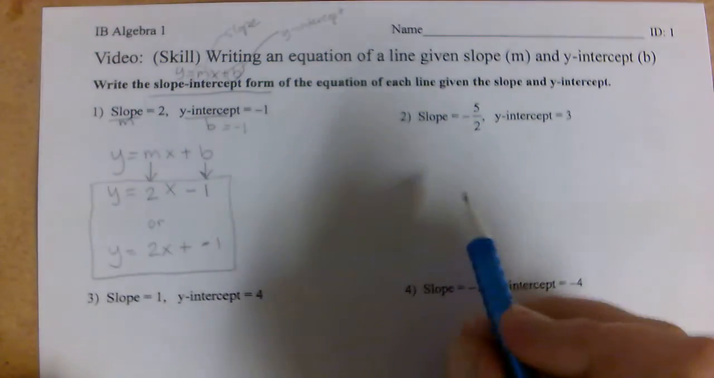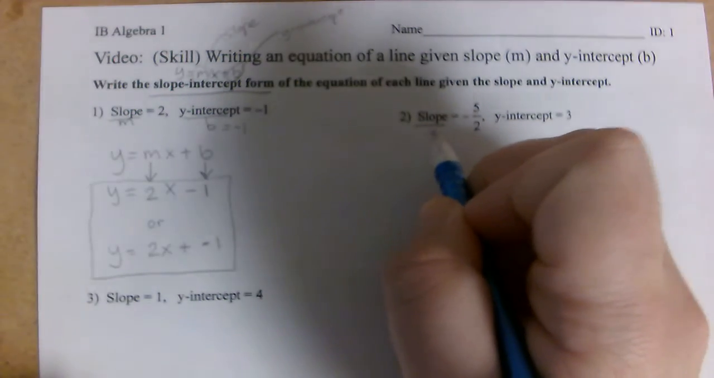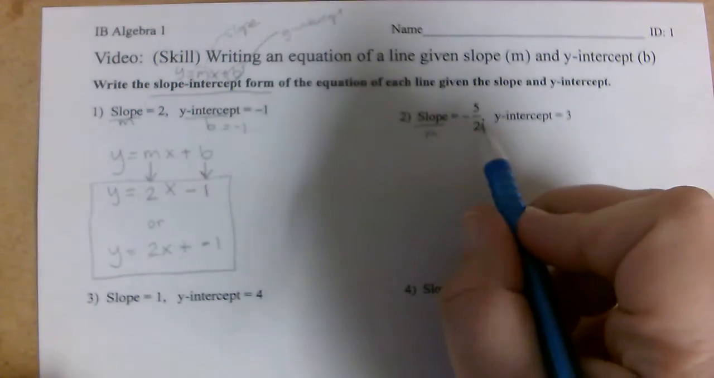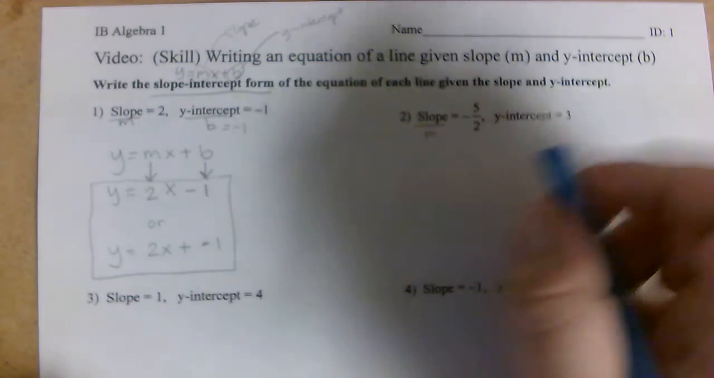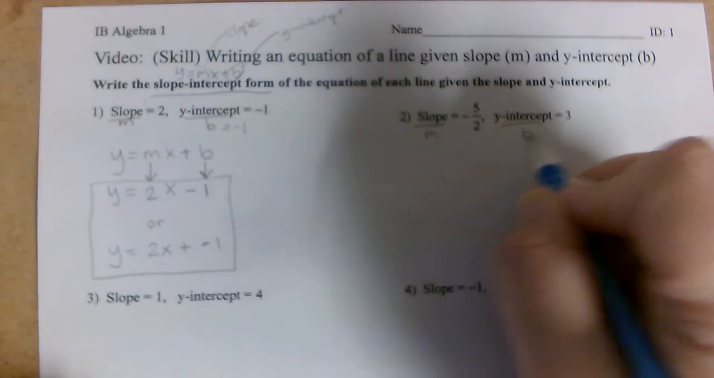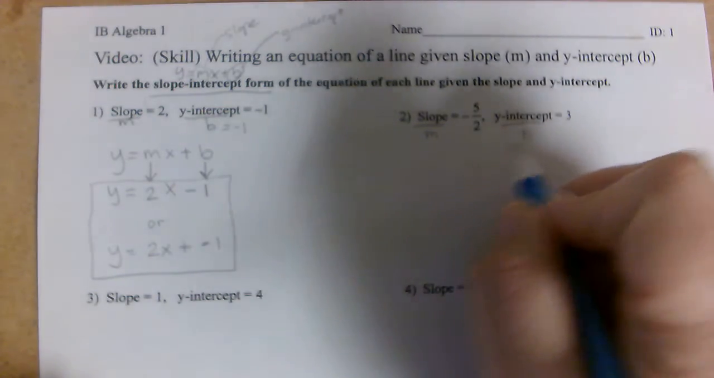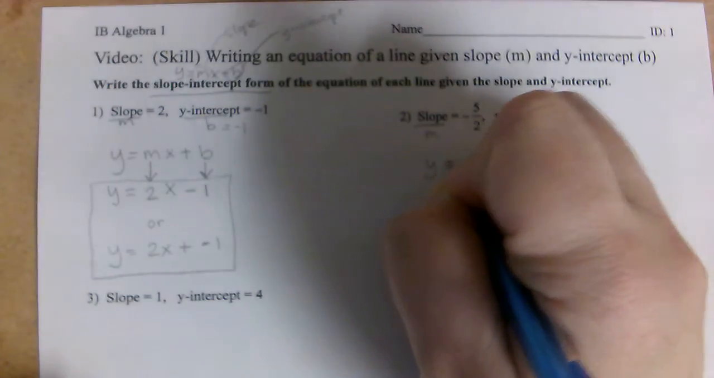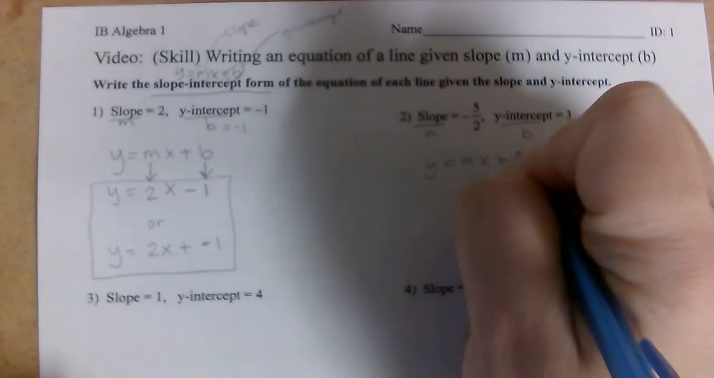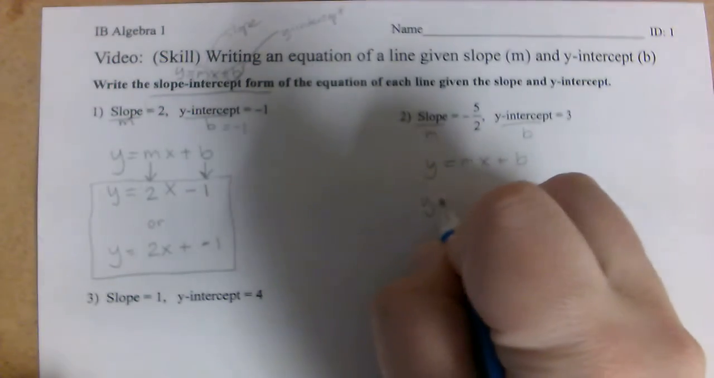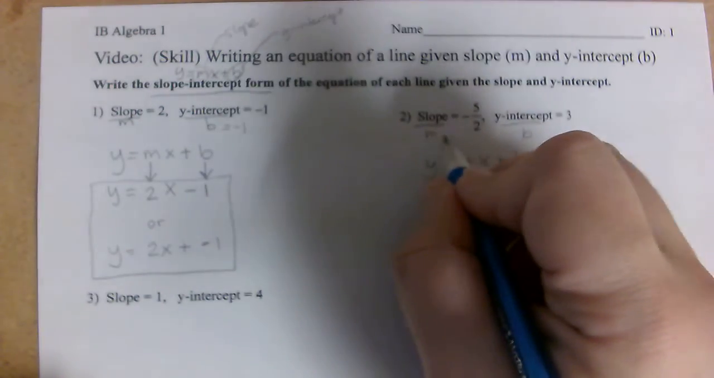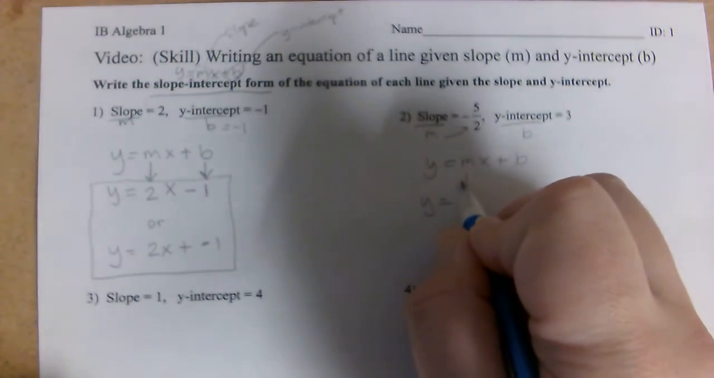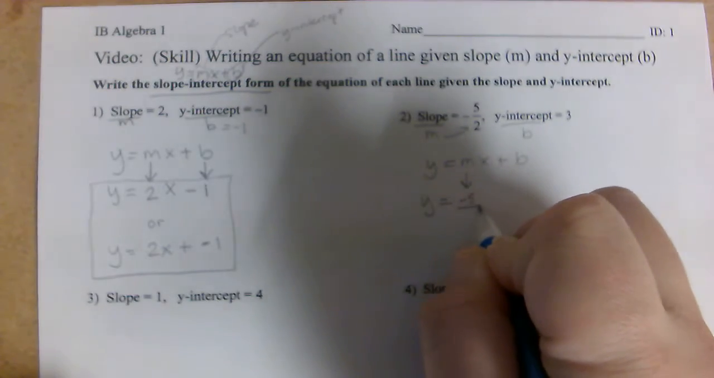So let's look at the second example. Given the slope is -5 over 2, and the y-intercept, which is our b, is 3. I'm going to write my slope-intercept form. So y equals mx plus b for this one. It's going to start with a y equals. My m is -5/2, so that's what's going to fill in right here, -5 over 2.